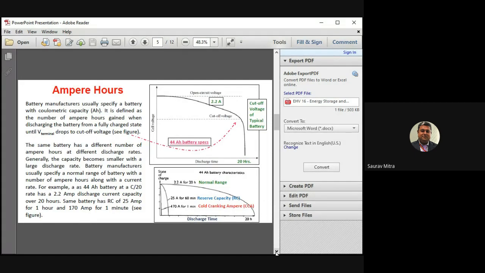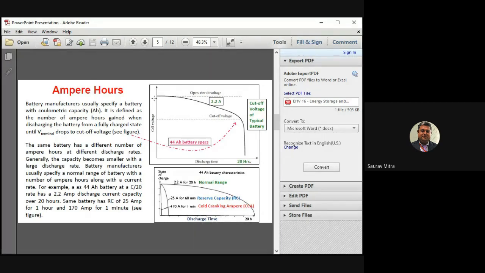What is meant by ampere hour? So you can see this top diagram. This is a 44 ampere hour battery. So for a 44 ampere hour battery, the y-axis is the cell voltage. So I can ask about this diagram, or the below diagram also. There are 3 different ranges which are meant for you to understand. One is called the normal range. So the top diagram is for the normal range.